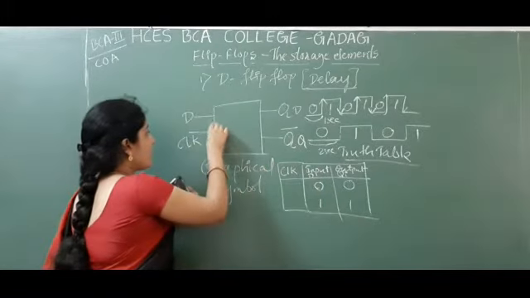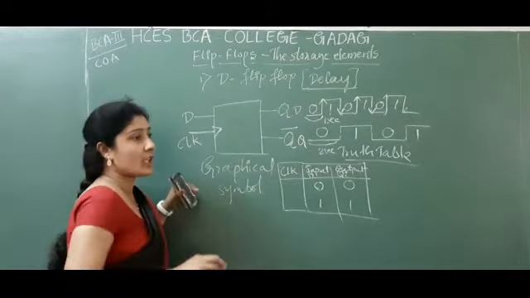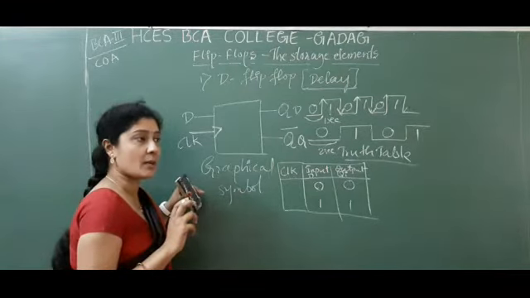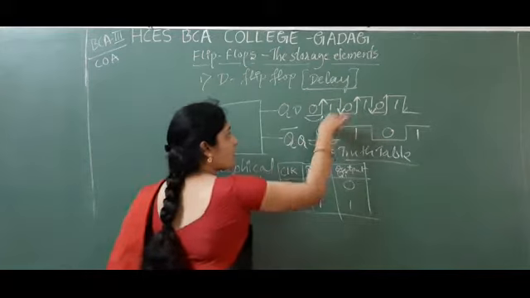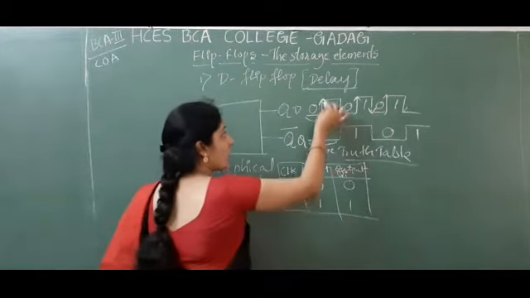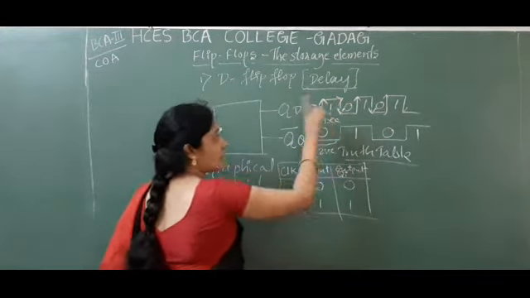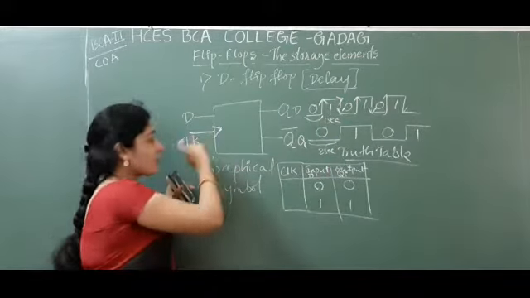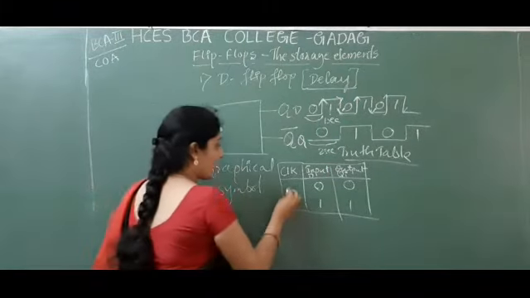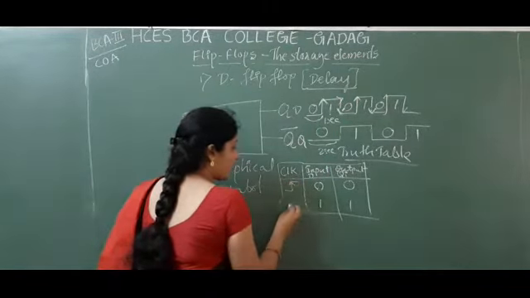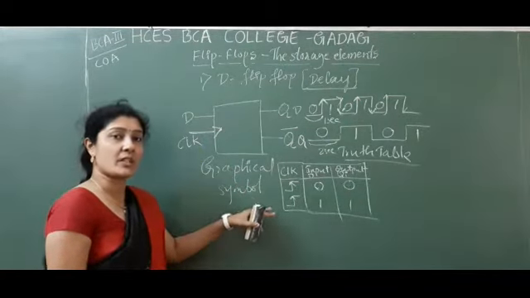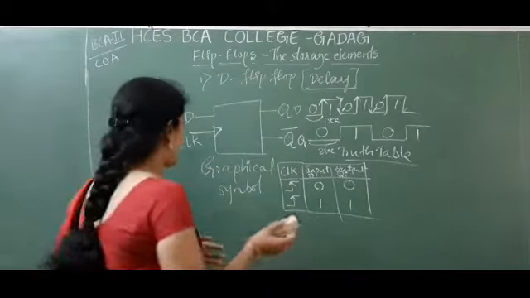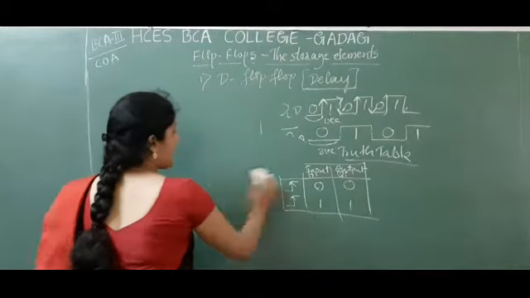Okay. So here, there are so many symbols for the clock. For example, whether the output has to change during the positive edge, during the negative edge, or at the level. So there are 3 types. Okay, the symbol of this one is positive edge. Therefore, that is indicated like this. So this is the truth table of the D flip-flop. Okay, next we shall study the T flip-flop.